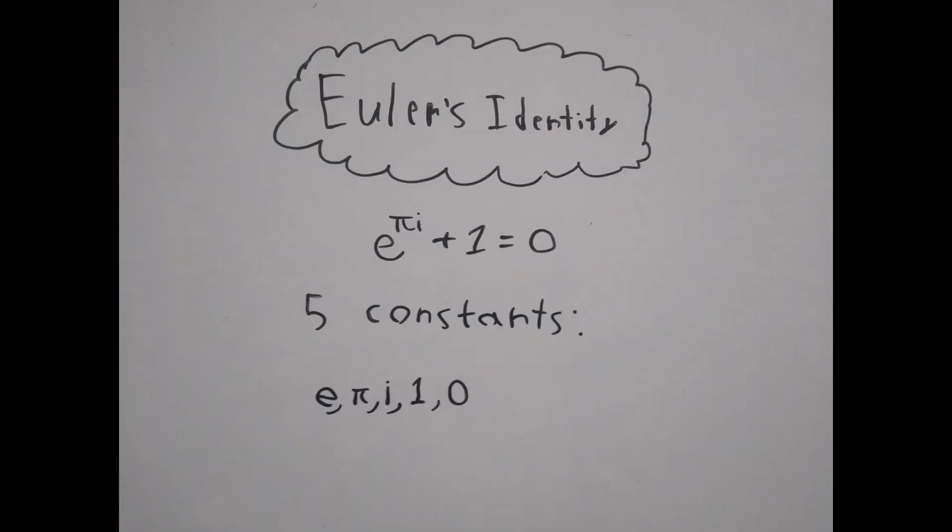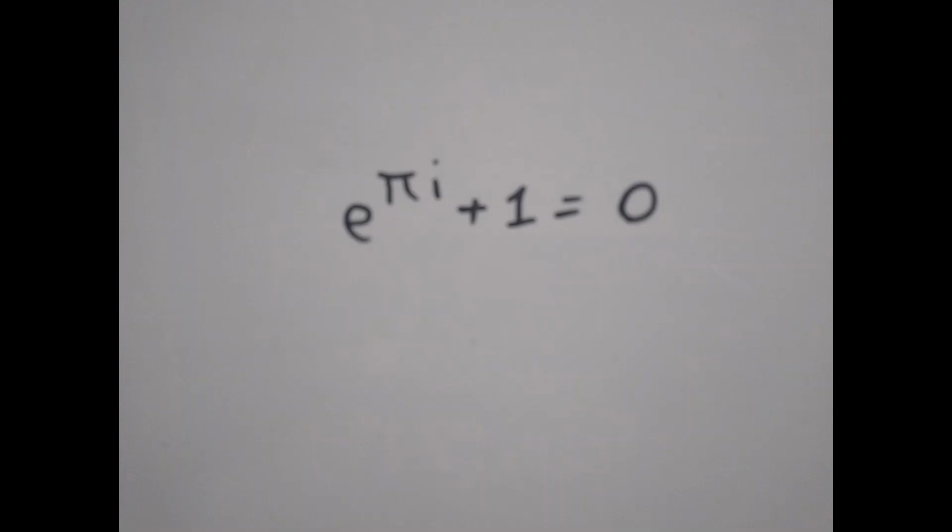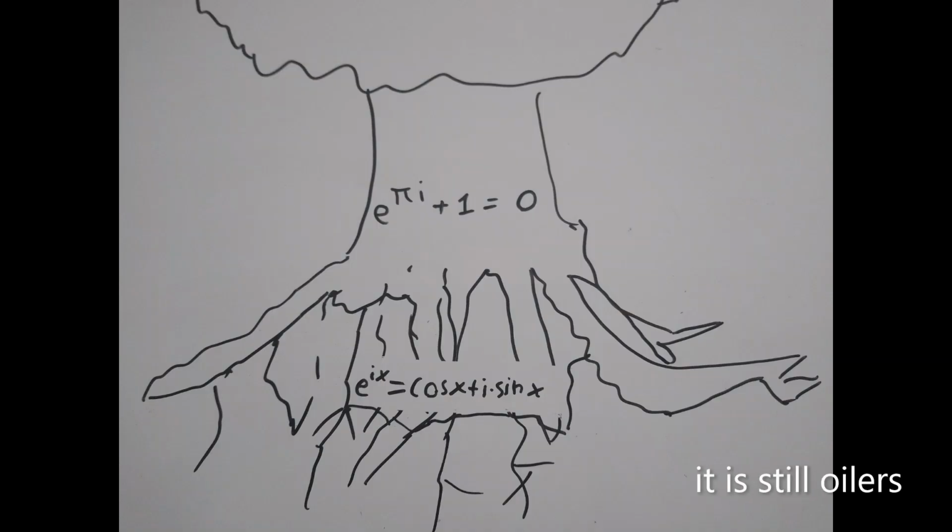This equation is very beautiful on account of the fact that it includes 5 constants: e, pi, i, 1, and 0. It also uses every form of basic arithmetic exactly once: addition, multiplication, and exponentials. However, before we can talk about Euler's identity, we have to prove its roots in Euler's formula.